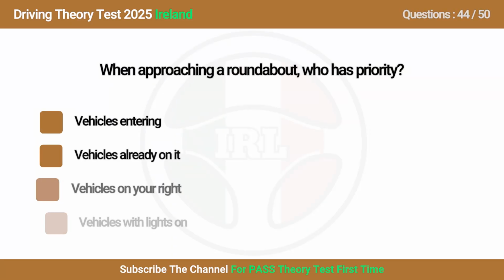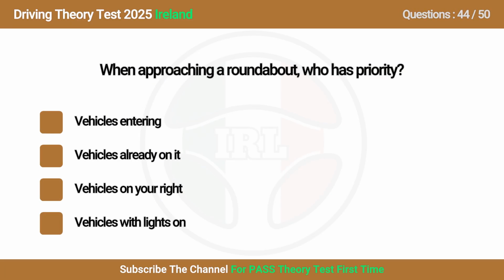Question 44. When approaching a roundabout, who has priority? A. Vehicles entering. B. Vehicles already on it. C. Vehicles on your right. D. Vehicles with lights on.